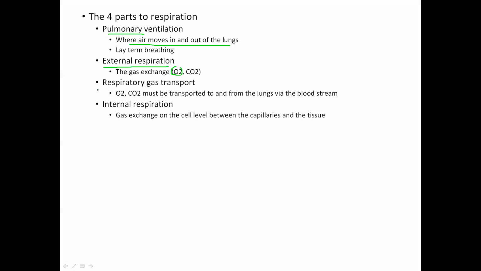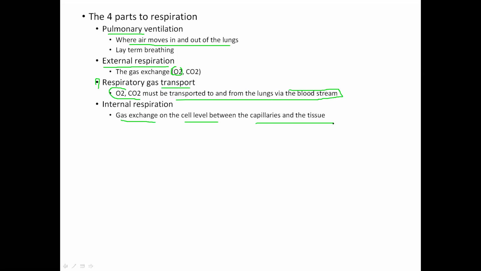Okay, respiratory gas transport is the actual act of transporting oxygen and carbon dioxide to and from the lungs via the bloodstream. So your blood is a transportation vehicle for lots and lots of stuff. With the respiratory system, it is going to do that with gases. And then you have internal respiration, which is deep inside on a cellular level, the gas exchange between the capillaries and the tissue.